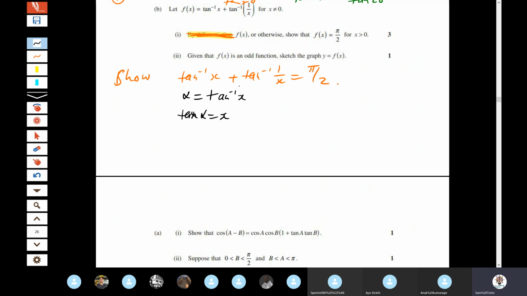I'll leave it with you. Try to see if you can prove it. Let alpha be this guy, and let beta be this guy. See if you can prove this plus this. In other words, prove alpha plus beta equals pi on 2.